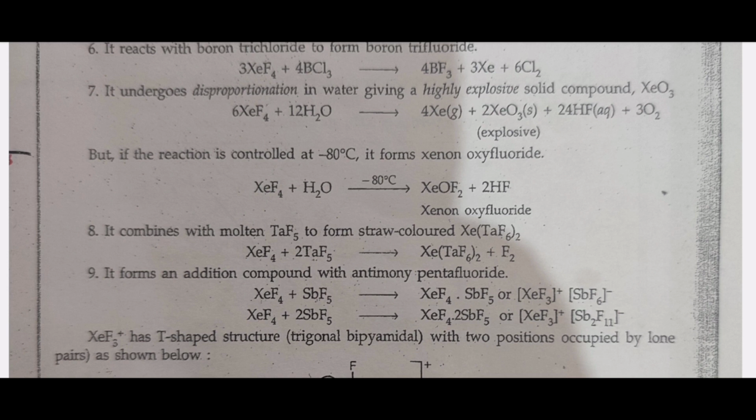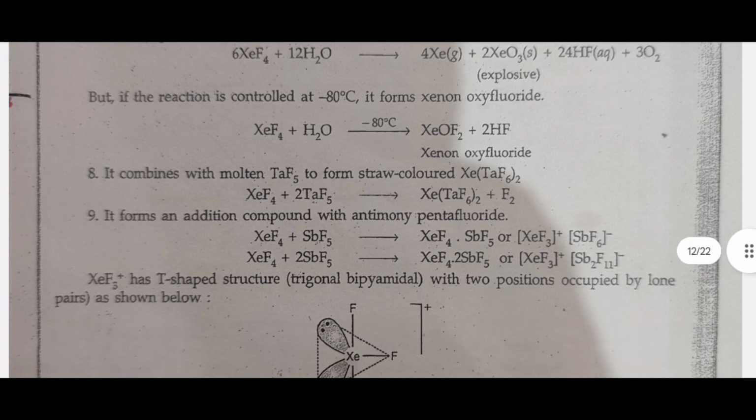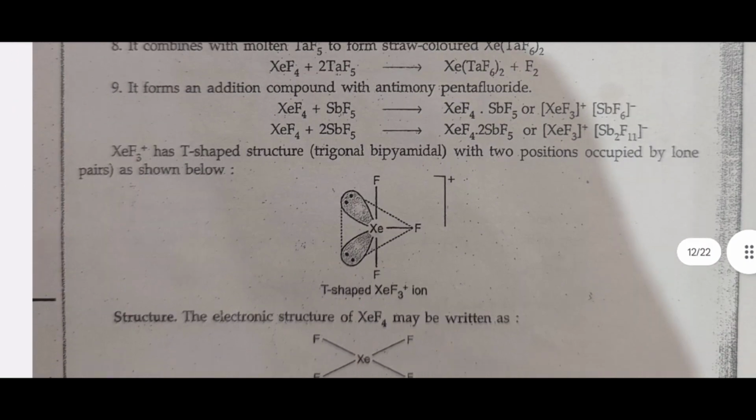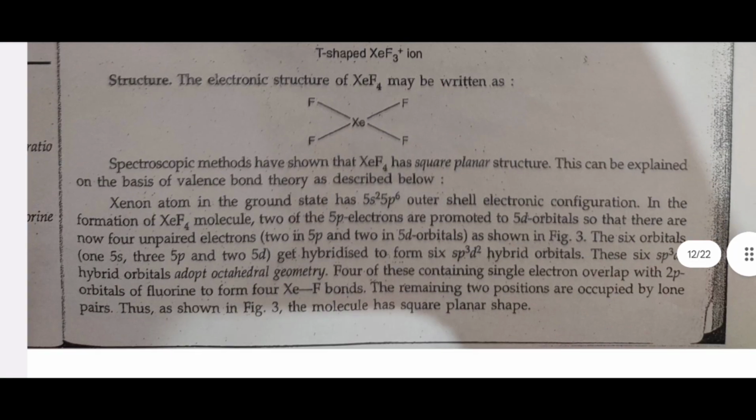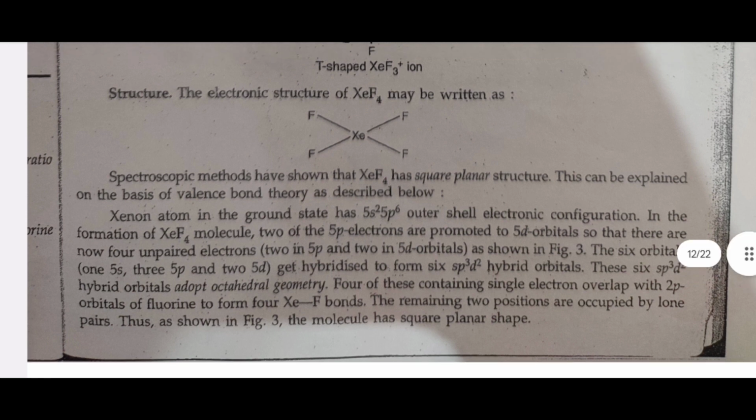One of the 5p electrons gets unpaired and is promoted to a 5d orbital, resulting in two unpaired electrons, one in 5p and one in 5d. In the excited state of xenon, five orbitals hybridize to give sp3d hybrid orbitals which adopt trigonal bipyramidal geometry. The two orbitals containing a single electron overlap with two fluorine atoms forming two Xe-F bonds. The xenon and two fluorine atoms lie in a straight line. Equatorial positions are occupied by three lone pairs of electrons and the molecule has linear geometry as shown in the figure.